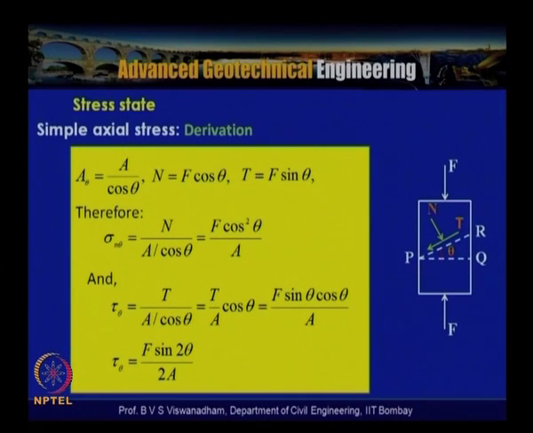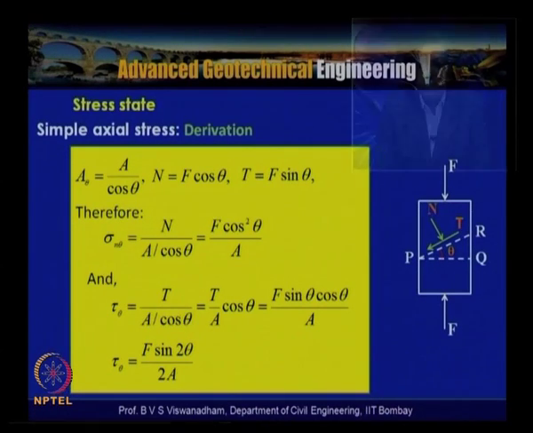A theta is nothing but A by cos theta, and N is equal to F cos theta, and T is equal to F sin theta. That is, the force F is resolved with an angle theta into a horizontal component and a vertical component, and therefore sigma n theta is nothing but the normal force divided by area.